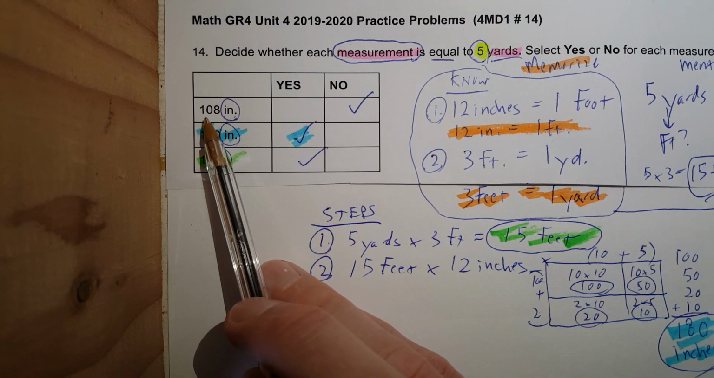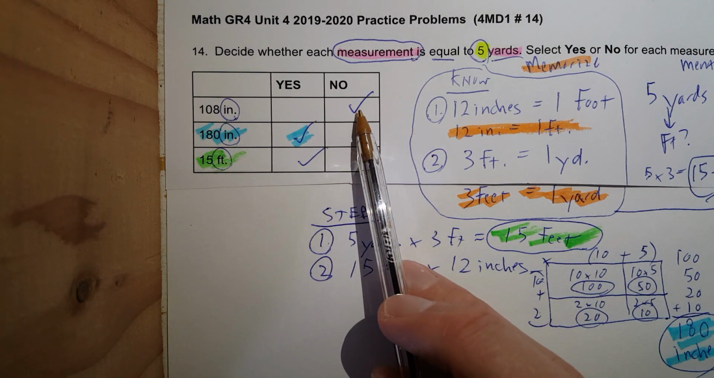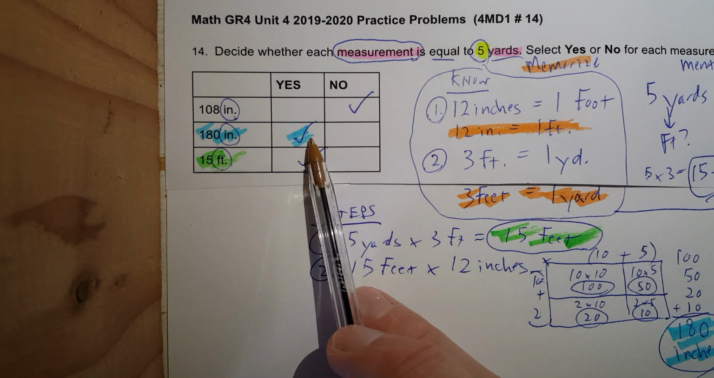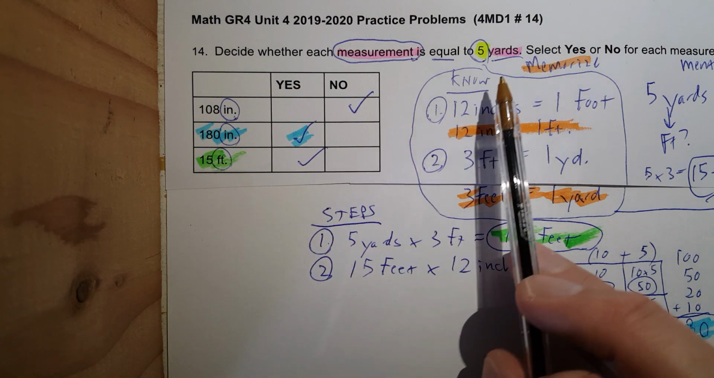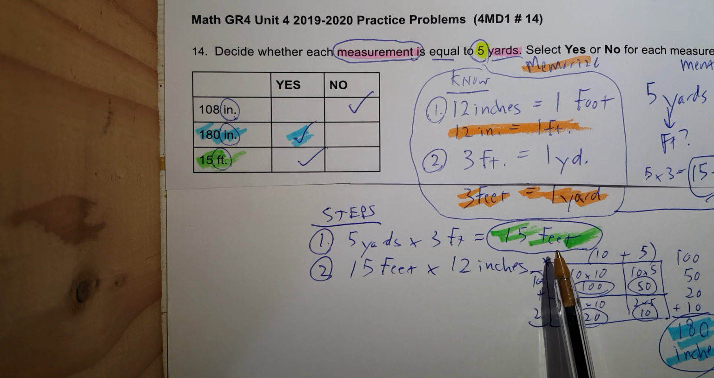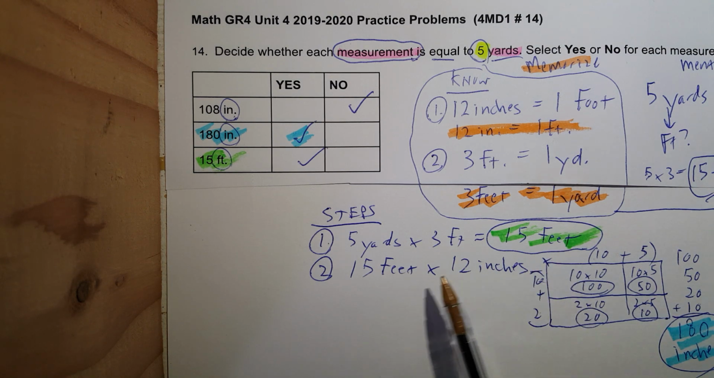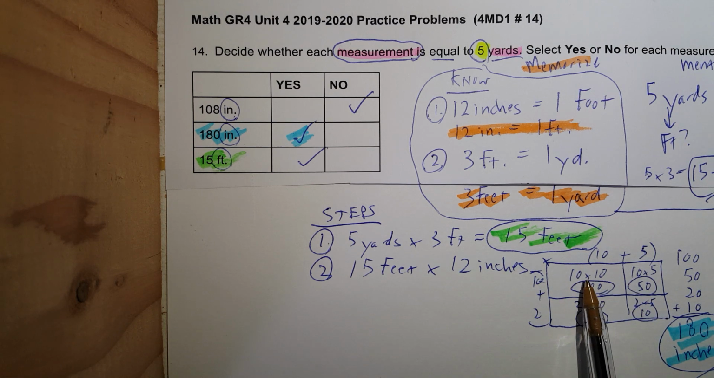So to end the problem, 108 inches, no. 180 inches, yes. 15 feet, yes. 5 yards is equal to 15 feet. 15 feet, when you convert it to inches, you take it times 12. Area model style, we get 180 inches.